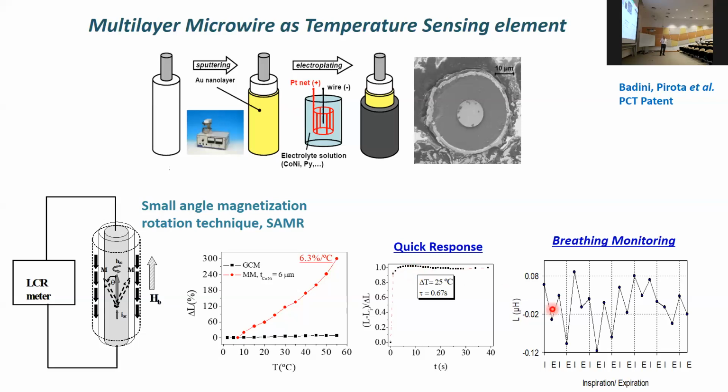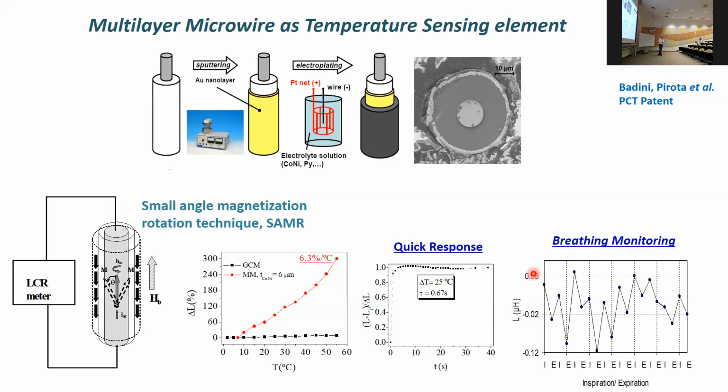And here you see an example of breath monitoring. So if we place one of these microwires below the nose, when we are inspiring or expiring, the temperature of the air is different. So it's a high temperature when you expire. And this is the evolution of the inspiring, expiring, and so on. So we can monitor the breathing.